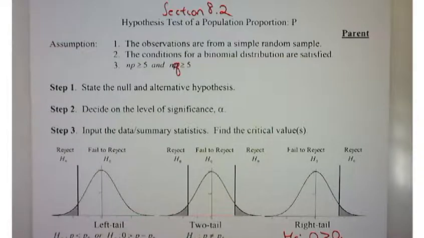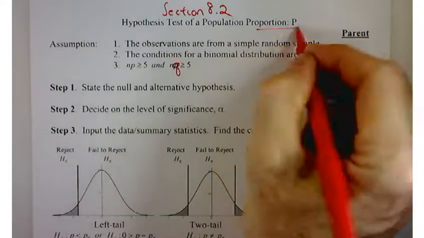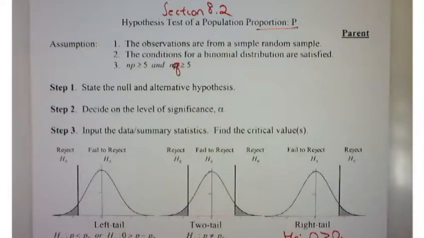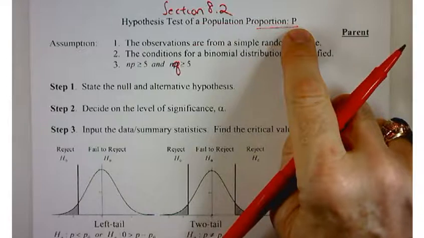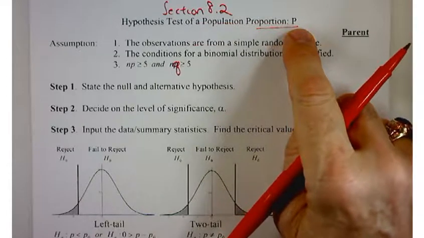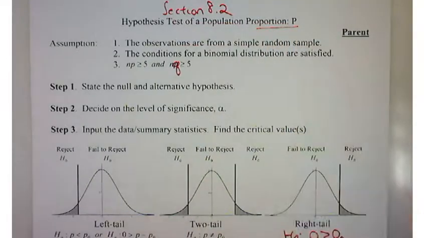So section 8.2 is going to discuss a hypothesis test for a population proportion. Remember, all your hypothesis tests have to be about proportions, or actually parameters. So it'd be proportions, p, mu for means, sigma for standard deviations. In conducting this test, you're going to be testing claims like the majority of Americans think that the country is headed in the right direction.